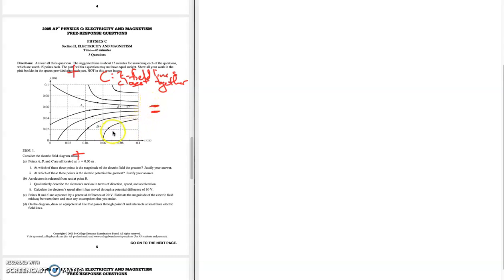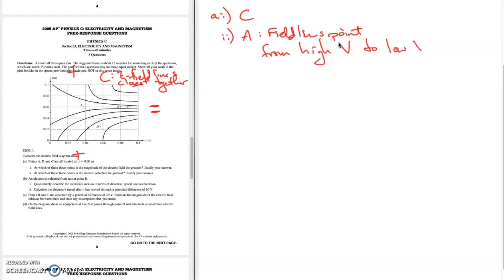So where is the highest electric potential? I would probably say point A. So part 1 is C, part 2 would be A, because field lines point from high potential to low potential.